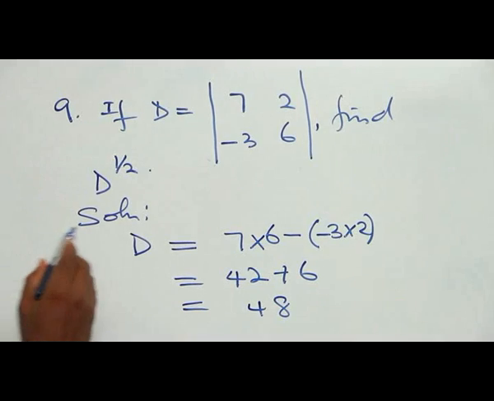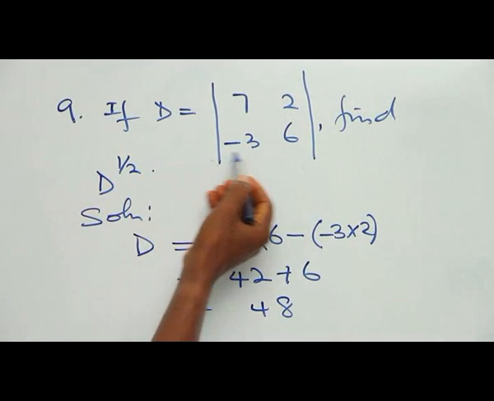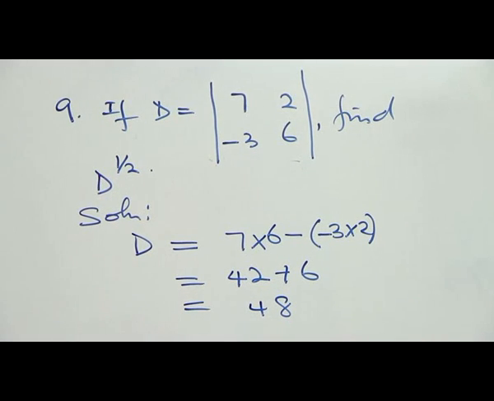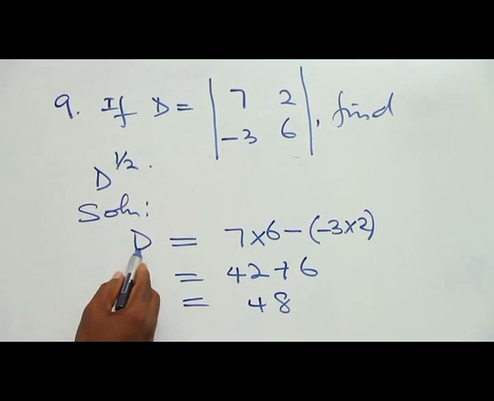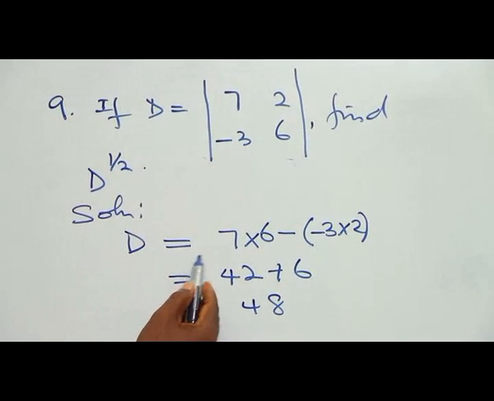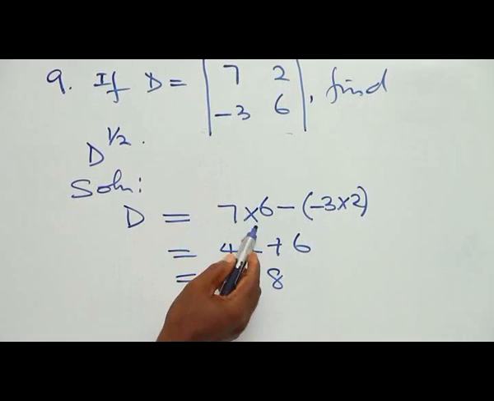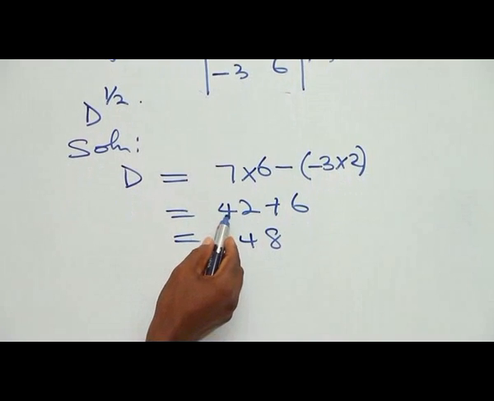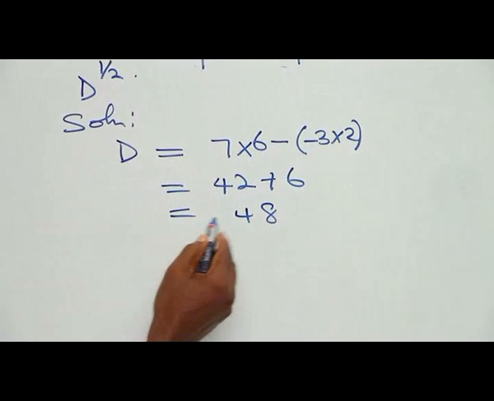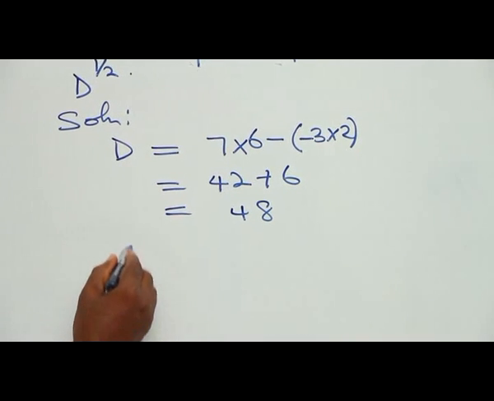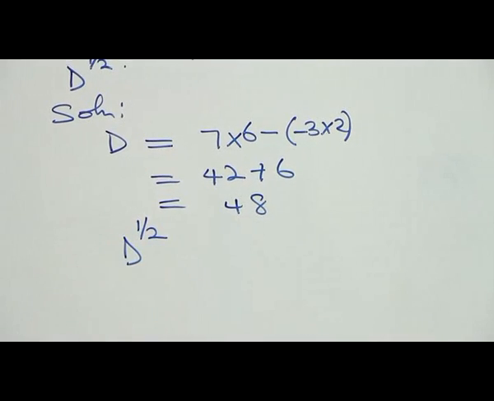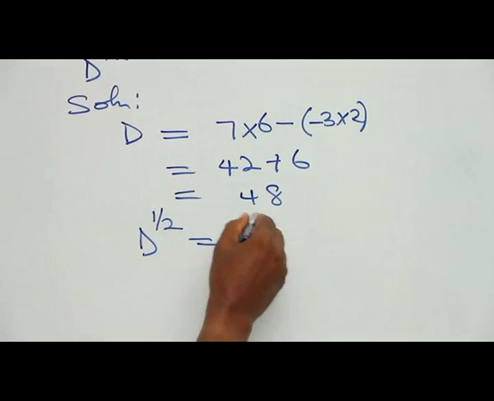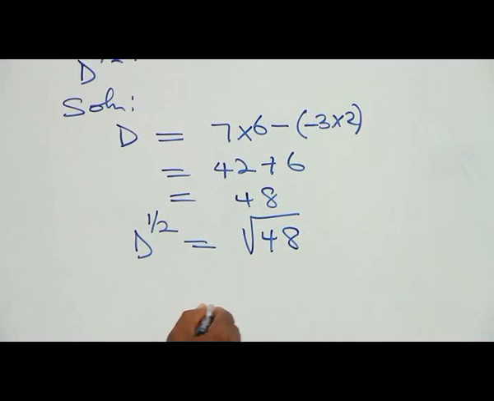Question number 9. If D is equal to this determinant, find D raised to power half. Solution. First and foremost, we find the value of D, and that is equal to evaluating the determinant 7 times 6 minus 3 times 2. This becomes 42 plus 6, and this is equal to 48. But we are required to find D raised to power half, which means we are looking for the square root of 48. That is the meaning. The square root of 48.